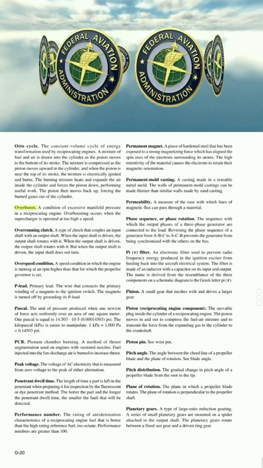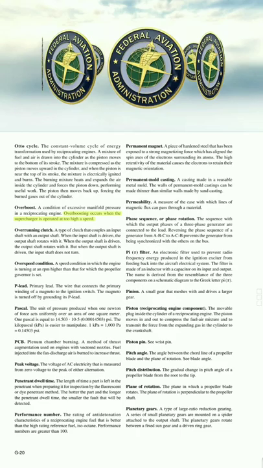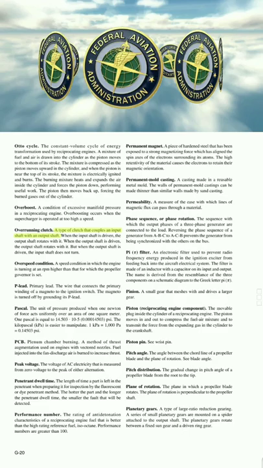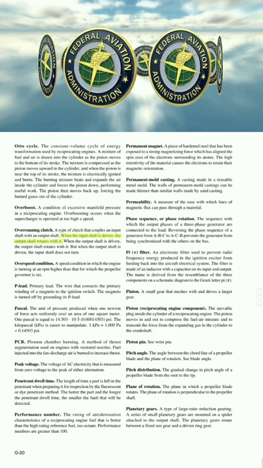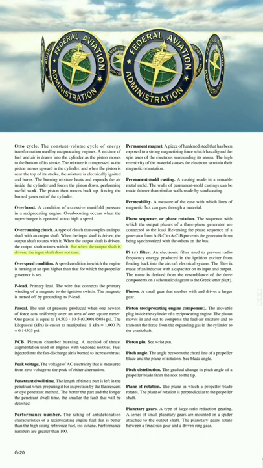Overboost. A condition of excessive manifold pressure in a reciprocating engine. Overboosting occurs when the supercharger is operated at too high a speed. Overrunning clutch. A type of clutch that couples an input shaft with an output shaft. When the input shaft is driven, the output shaft rotates with it. But when the output shaft is driven, the input shaft does not turn.